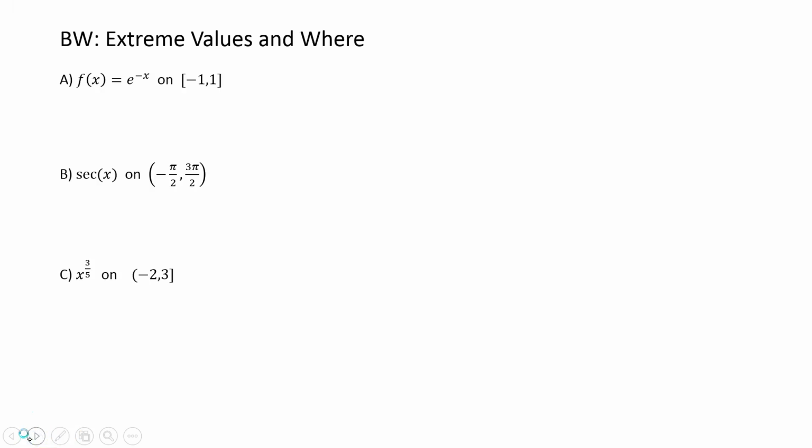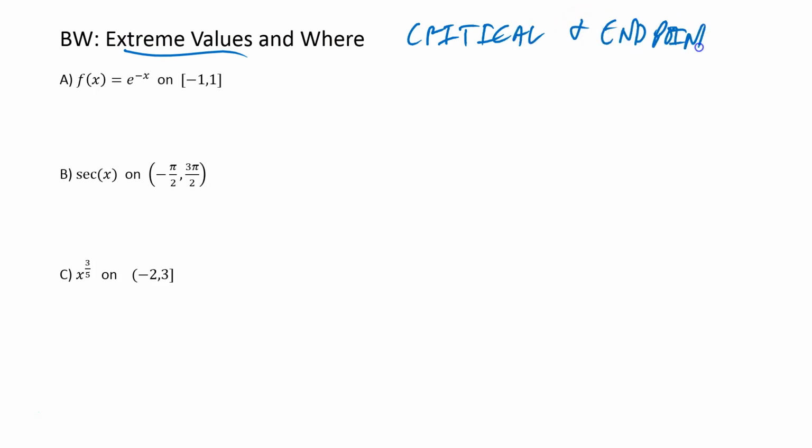So let's take a look. First, this is from our last section, finding extreme values and where they occur. We're going to find the extreme values for each one of these and see if we can figure out where they happen. Remember that extreme values can only happen at critical points and endpoints. For each one of these, I'm going to list out the critical points and endpoints. Remember, critical points are when the derivative is undefined or equal to 0.